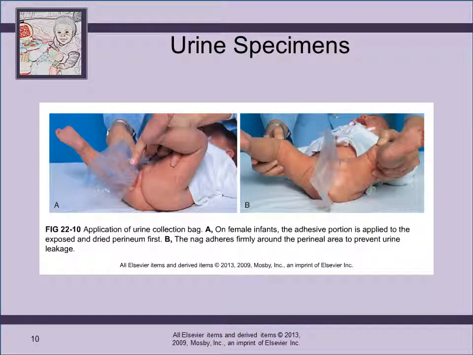This is how you obtain urine specimens from an infant. These are called U bags or urine bags, and they have adhesive that is applied to the skin around the perineum.